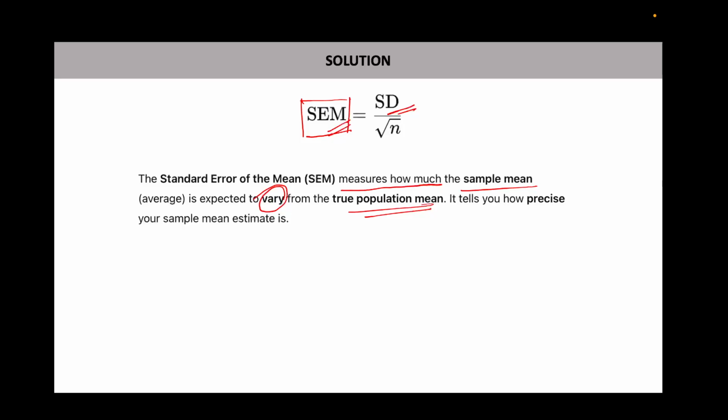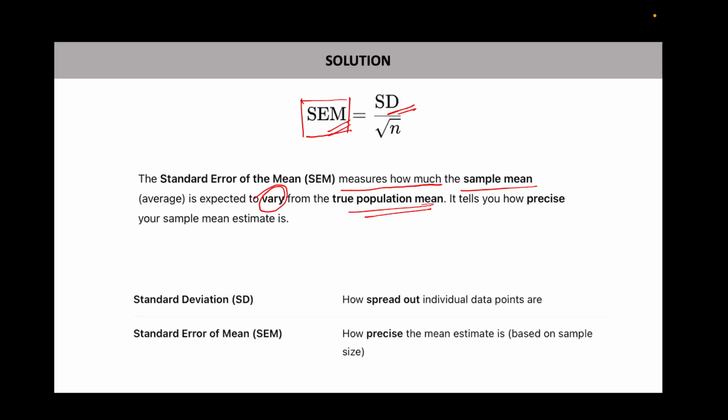Now two different terms are being used, so there must be some difference in their meanings. To understand it in very simple terms, your standard deviation explains how spread out your individual data points are. It does not specifically depend on whether you are talking about a sample or the population. Regardless of that, it explains how spread out whatever data set you are providing is.